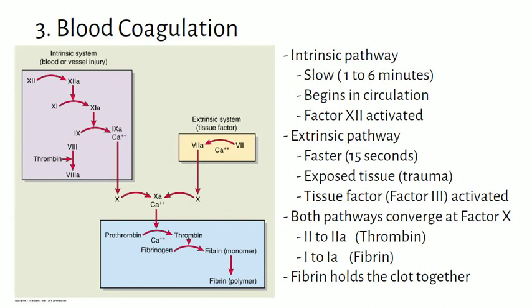Both pathways converge at factor 10, and thus the terminal steps in both pathways are the same: activation of factor 10 and the conversion of prothrombin to thrombin. Thrombin then converts fibrinogen to fibrin. The function of fibrin is to stabilize the clot or hold the clot together.